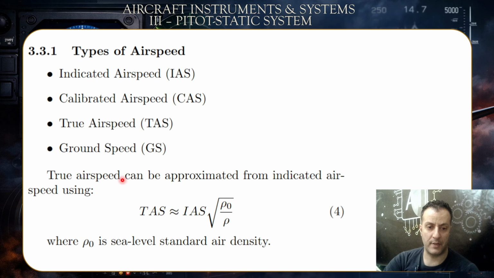Now, before that, the true airspeed can be approximated from the indicated airspeed. TAS is approximately equal to the indicated airspeed times the square root of rho 0 divided by rho, where rho 0 is the sea level standard density, around 1.225 kilograms per cubic meter, the nominal air density at sea level at standard temperature, and rho is the actual or current density at that specific height.